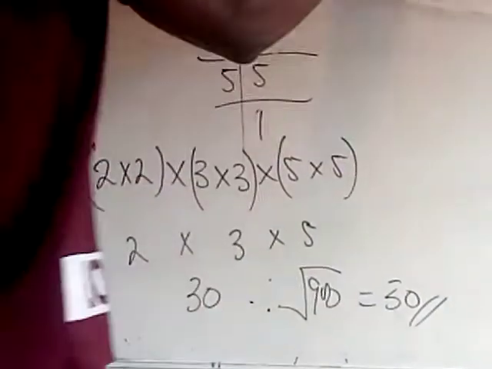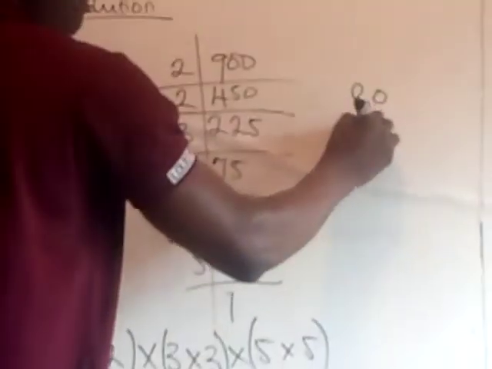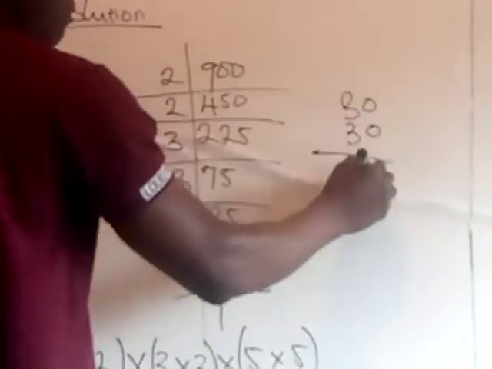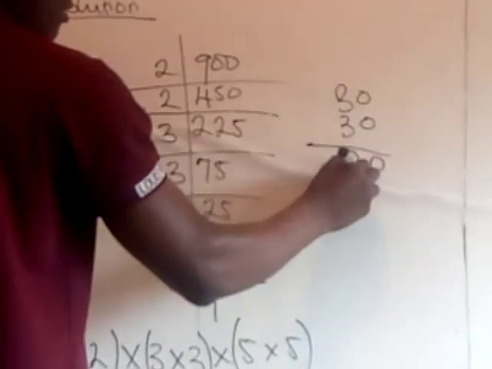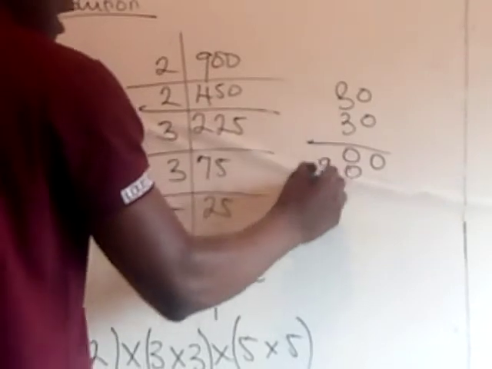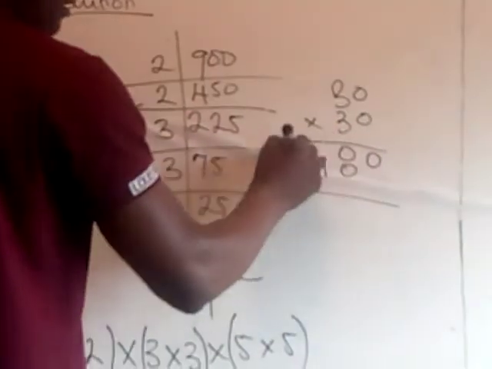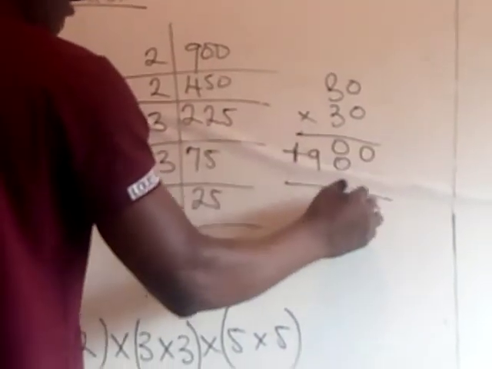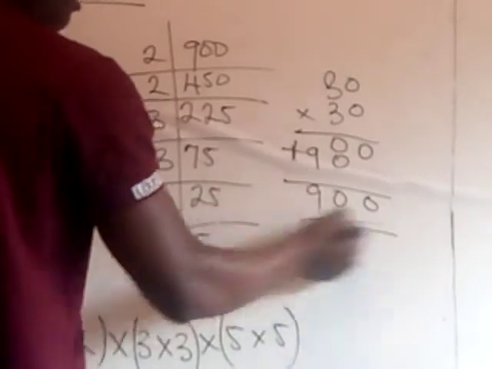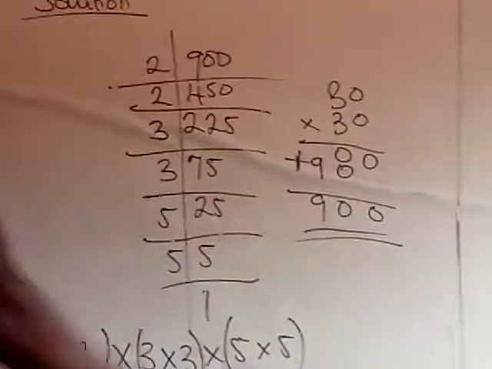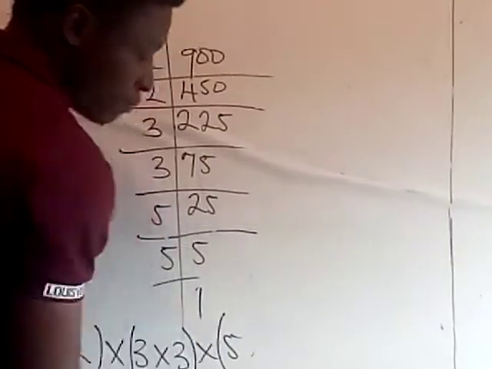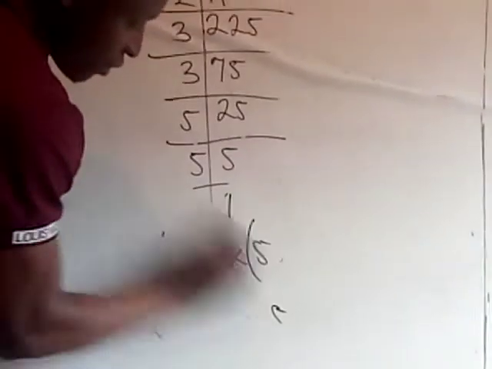Now, to check, you multiply 30 times 30. 0 times this, 0. 0 times 3, 0. 3 times 0, 0. 3 times 3, 9. When you add, you have 0 here, 0 here, and 9, which is what? 900.